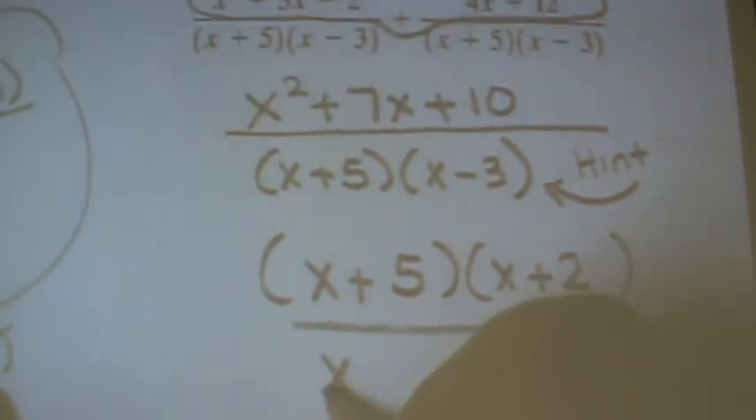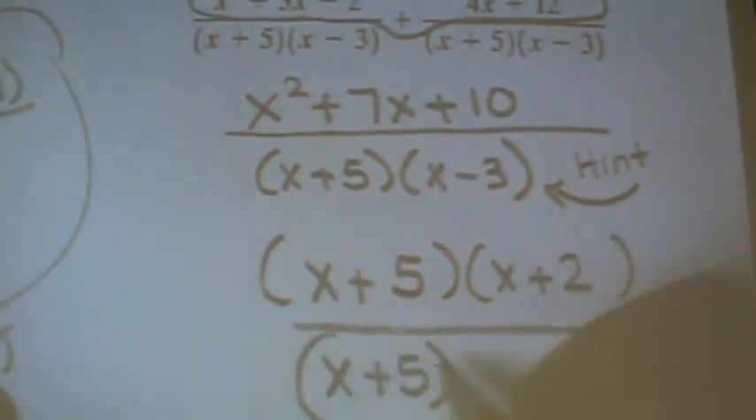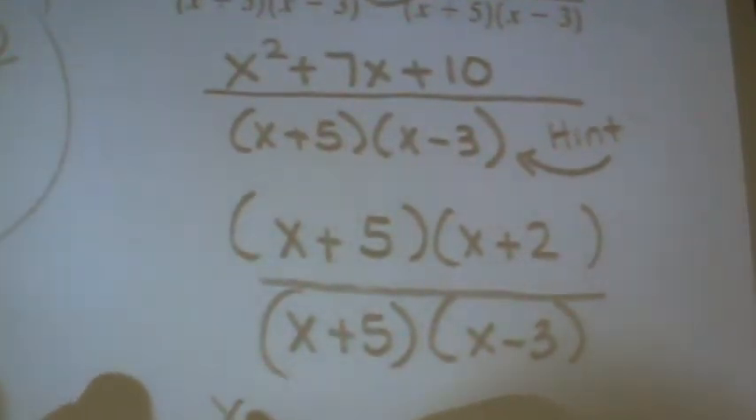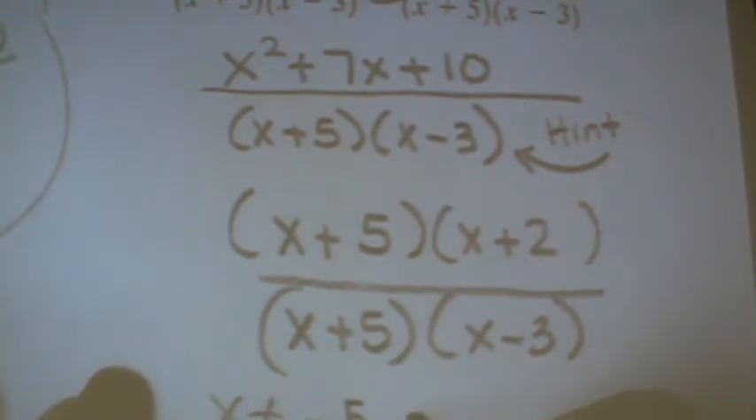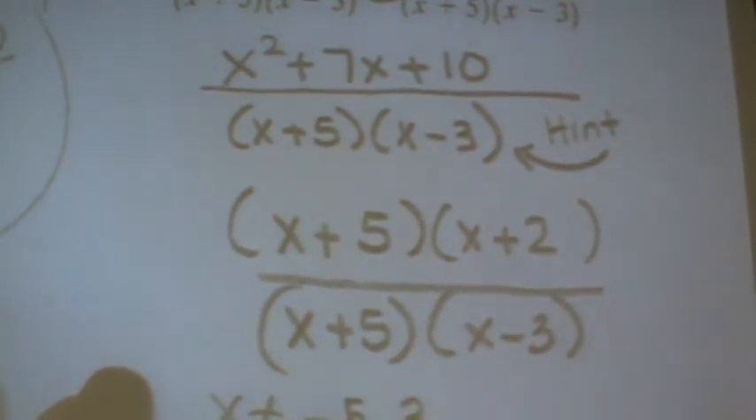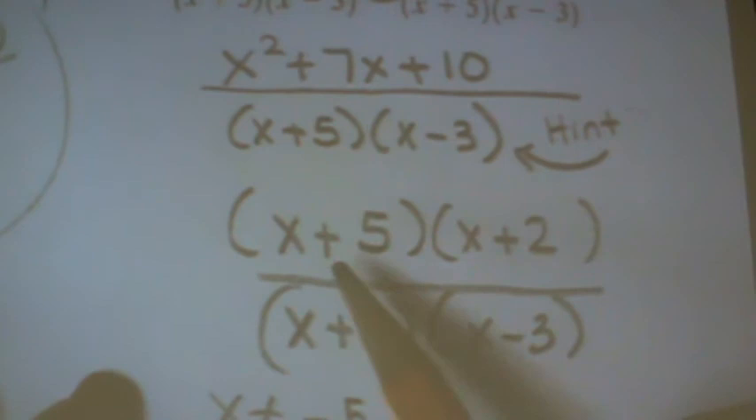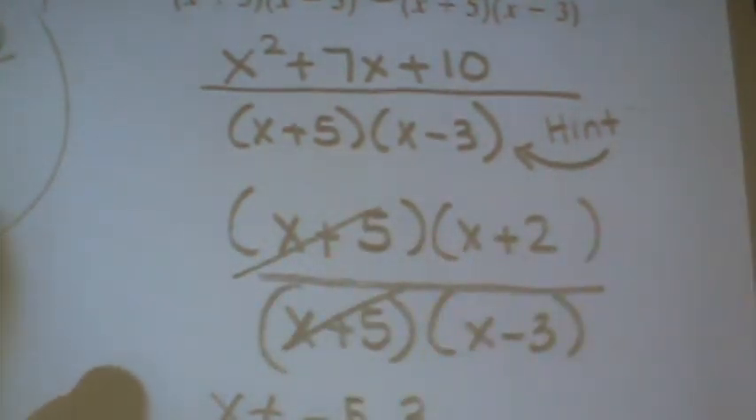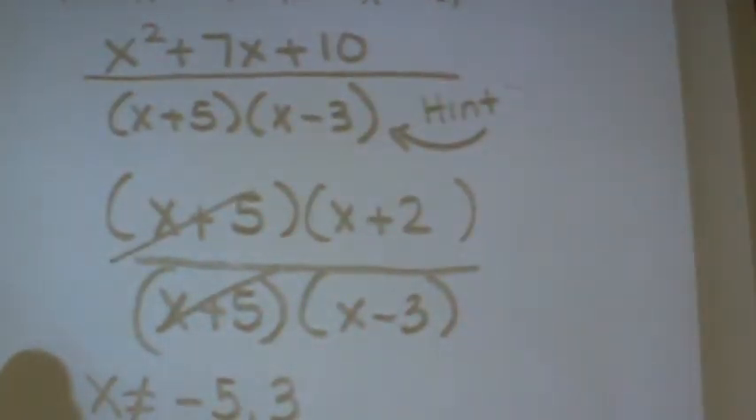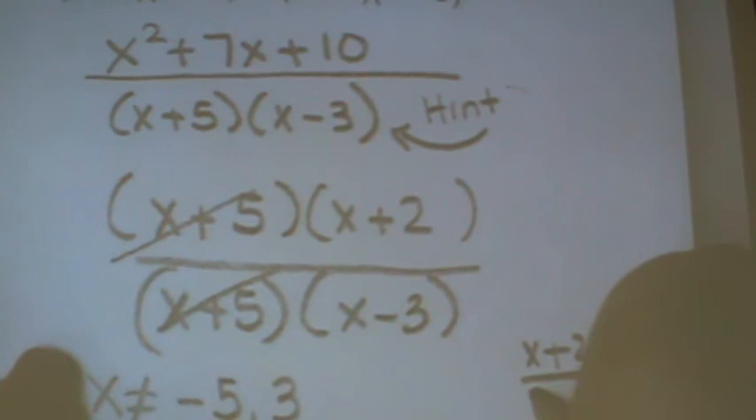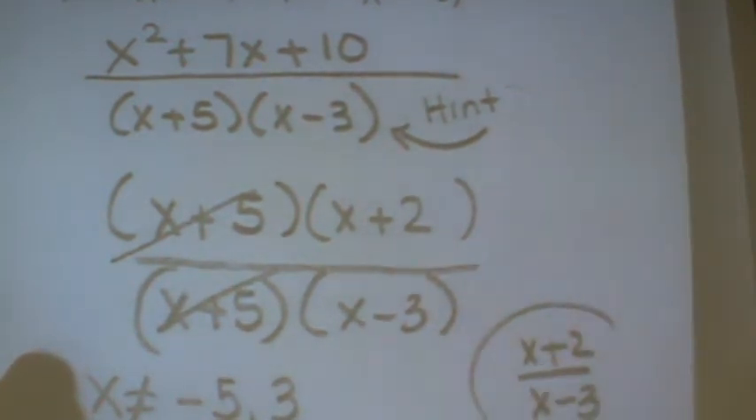You can do your restrictions. D'Angelo, what are the restrictions? X can't be negative 5, and x can't be 3. Yep. And what cancels? The x plus 5. So what's your final answer? X plus 2 over x minus 3. That's your answer.